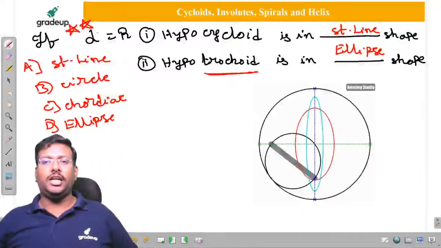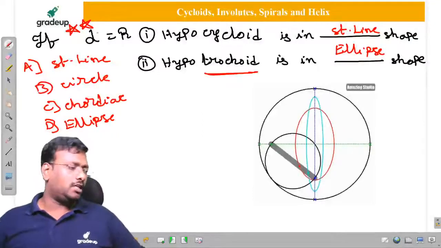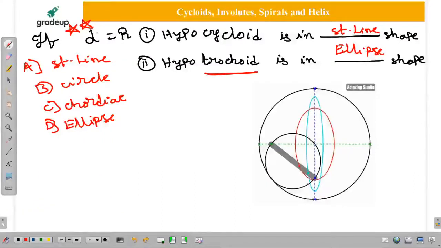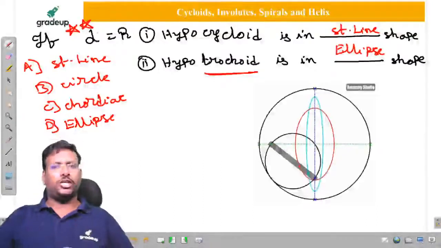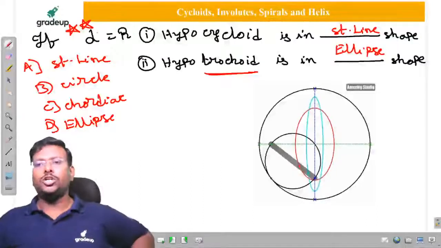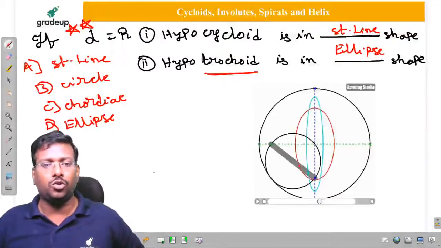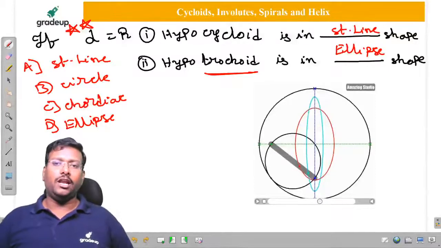I took almost 30 to 40 batches in my undergraduation classes in first year. In all those cases, I used to take these two questions. If you observe my students' sheets, they will have these two questions without fail. Because one is the cardiac shape, that is the apple shape, and the other one is the straight line. I had not made the ellipse so far because trochoids were not in our syllabi. So cycloids I made.